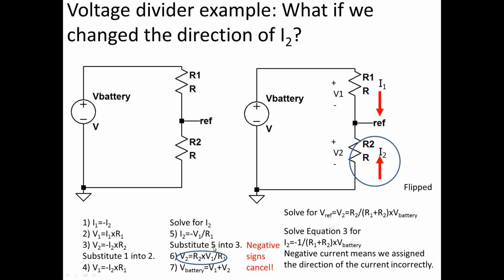And when we substitute finally for equation 5 into 3, the negative signs cancel out. And so ultimately we get the same voltage reference. Now if I solve equation 3 for I2, the minus sign comes back. And all that means is that I chose a wrong direction for I2.